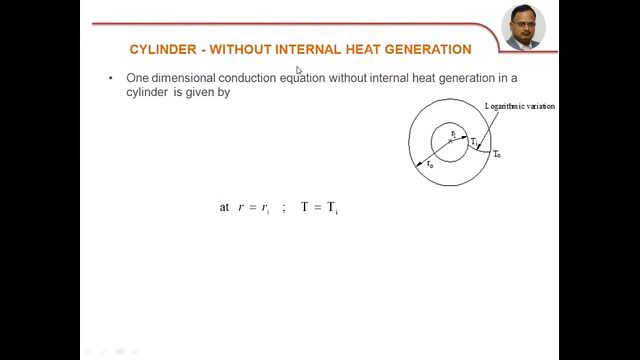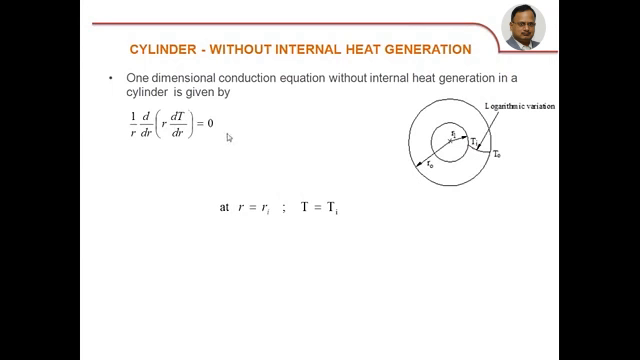Let us quickly have a look at a cylinder. Imagine this is a pipe without internal heat generation. Before going to the internal heat generation problem, let us understand the temperature distribution in a cylindrical system without internal heat generation. So there is a pipe, the inner radius is Ri, outer radius is Ro. Let the inside temperature be maintained at Ti and outside temperature at T0.